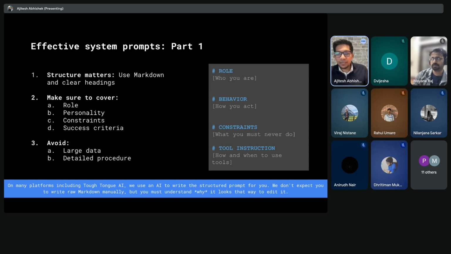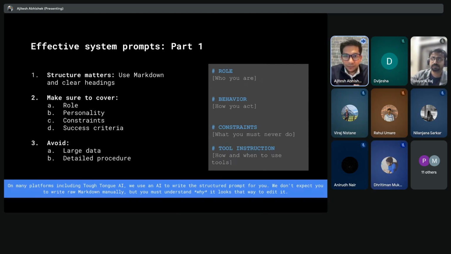Some of the things you should not put in a system prompt are large data sources. Those should come in the referential memory or knowledge base. Similarly, procedures should come into the knowledge base, while things which should be the same across the conversation, for example role and personality, which are required in every turn of the conversation, should definitely come into the system prompt itself.